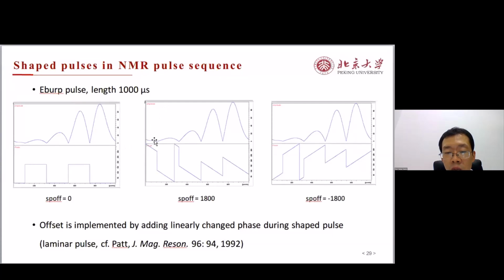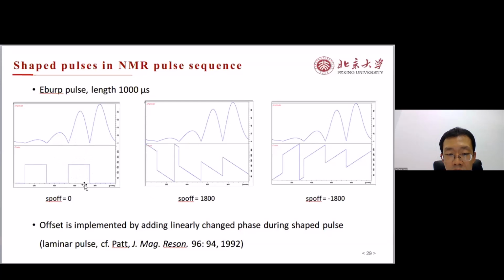So here I'll mention a little bit about the offset. In order to understand how the offset works, in TopSpin there's the STDisp tool, where you can edit and display the shape of the pulse.